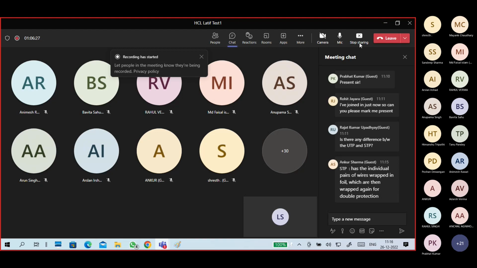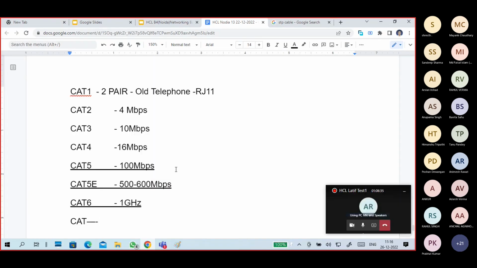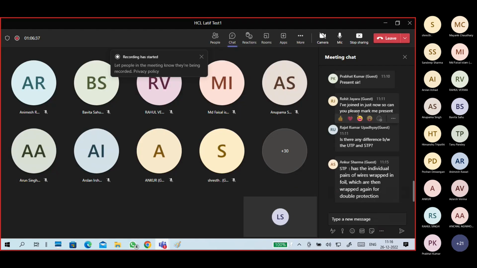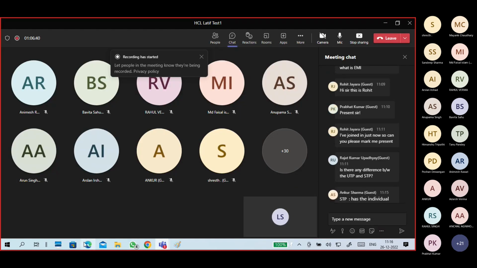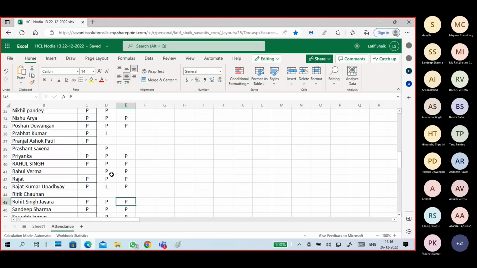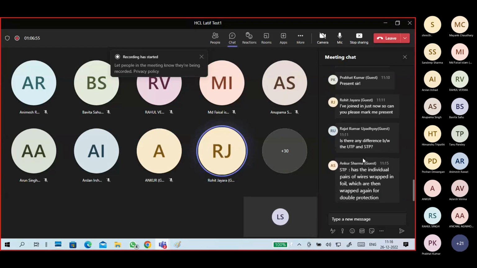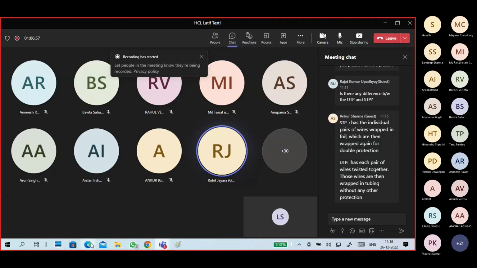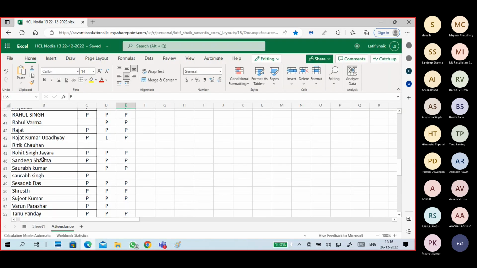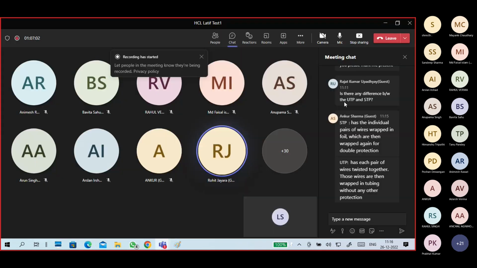Yes, that's the point. Okay, so yeah, one second. Someone came now. Come on. Sir, can you check for Rohit, sir? I'm also given. Okay, thank you, sir.